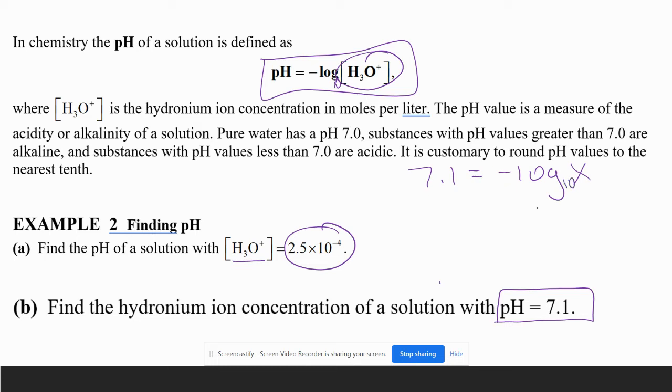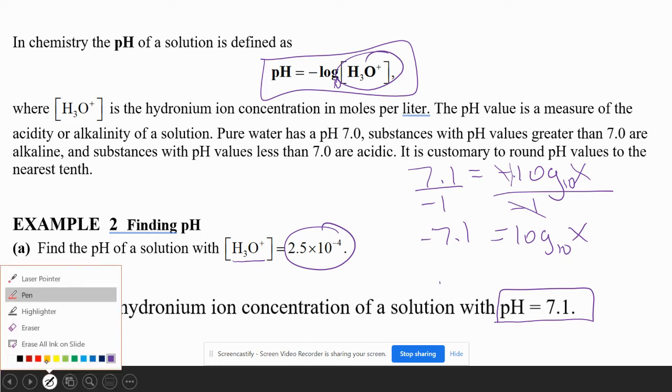Before I can do anything with the log, I have to get rid of the negative in front of it. That's a negative 1 times log x. The opposite is to divide by negative 1 on both sides. That makes that a positive log base 10 of x and a negative 7.1. Well, I can't type log of x in the calculator because I don't know what x is.